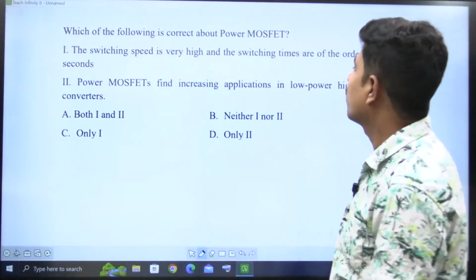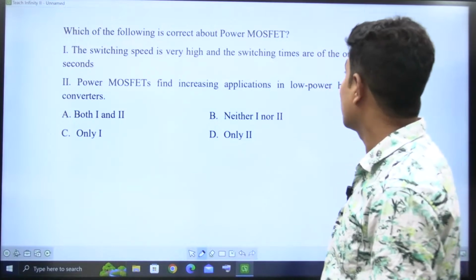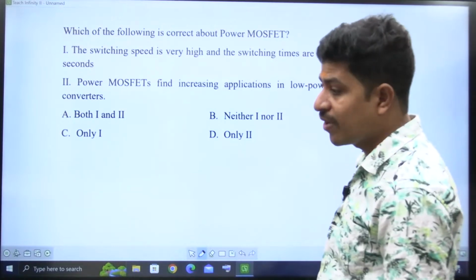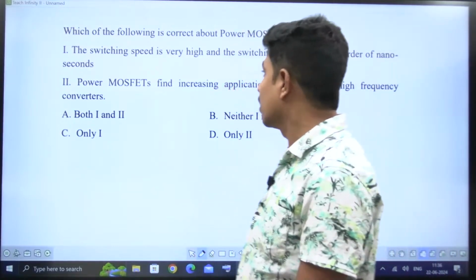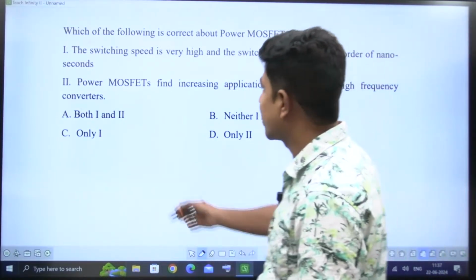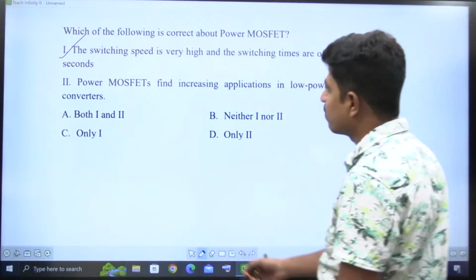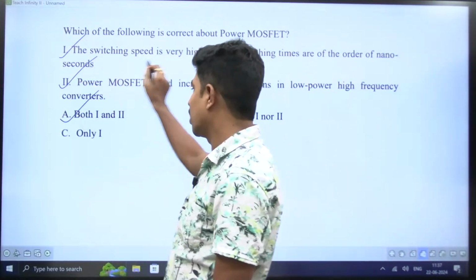Next, which of the following is correct about power MOSFET? The switching speed is very high, and power MOSFET switching speed is more than IGBT. The switching times are of the order of nanoseconds. Yes, power MOSFETs find increasing applications in low power, high frequency converters. Both 1 and 2 are correct.